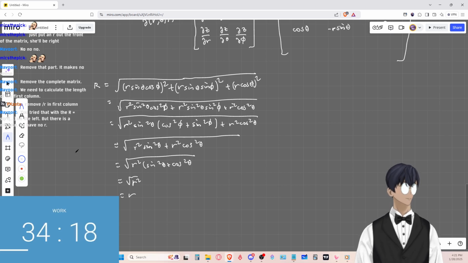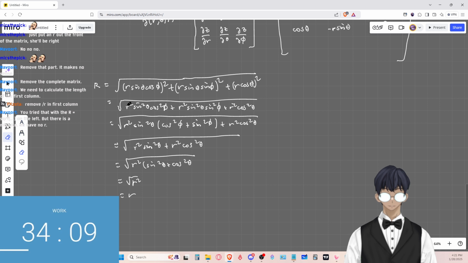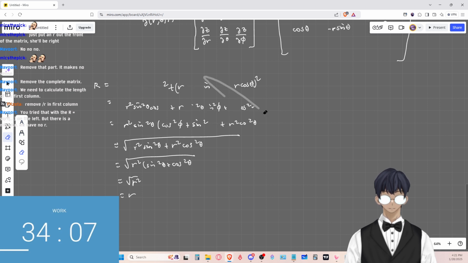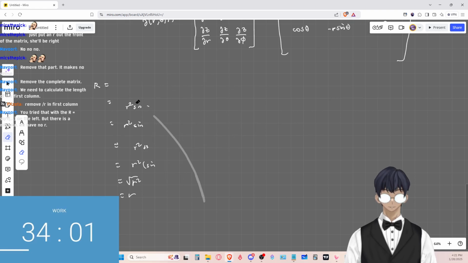You tried that R square root on the left, but there's a mistake. We have no R. Let me just erase this then. I guess I did it by row. I think I did it by row by accident, or unintentionally, I should say.